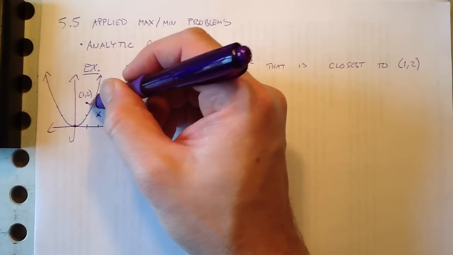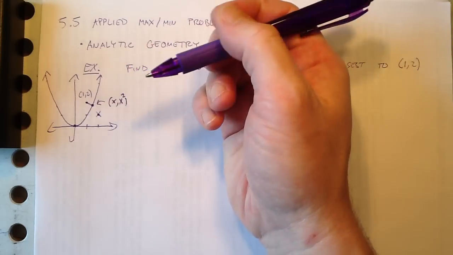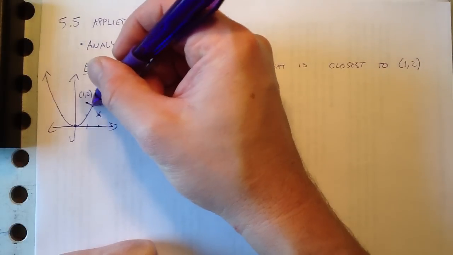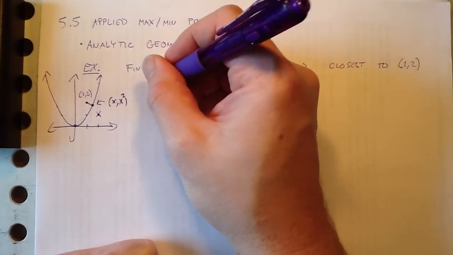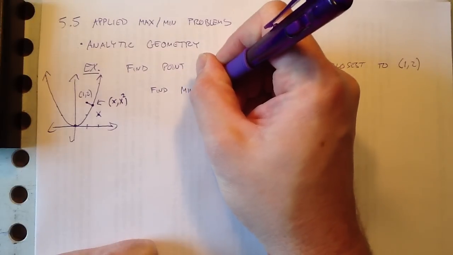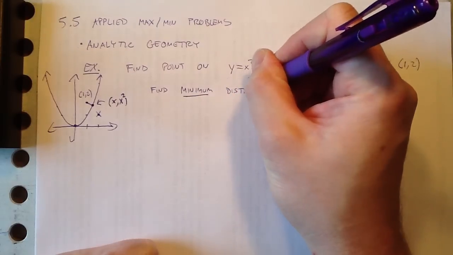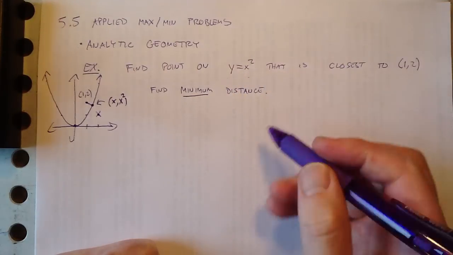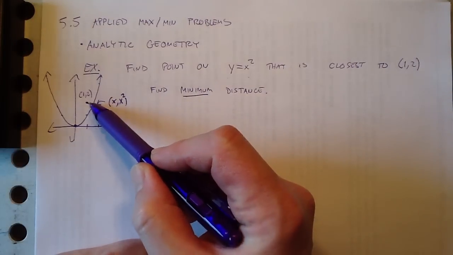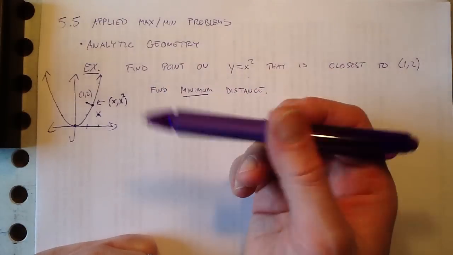Now, if we're trying to find the closest point here, then effectively we need to think about, is this a maximum or a minimum problem? This is a minimum problem. We're trying to find the minimum distance. So what we need to do is define a function that will give us the distance between some arbitrary point and this, and then find its minimum.